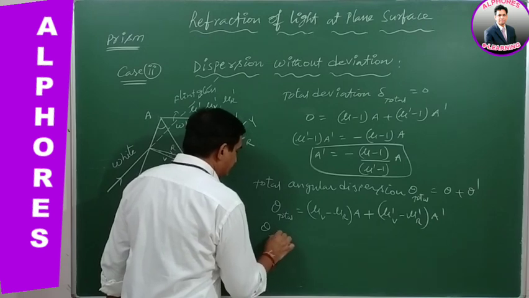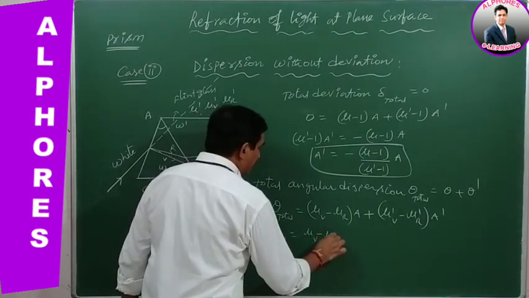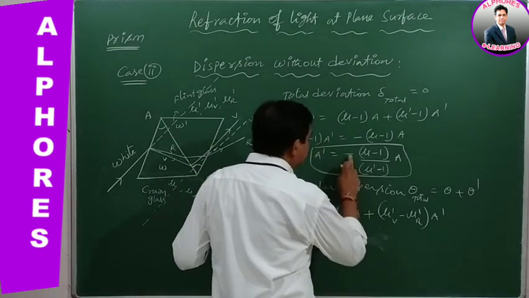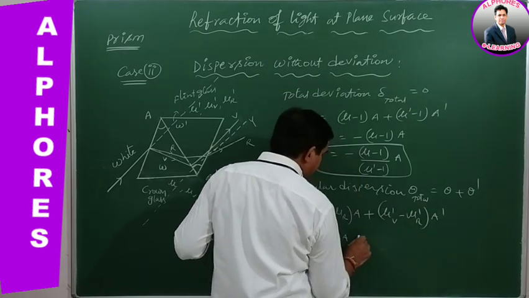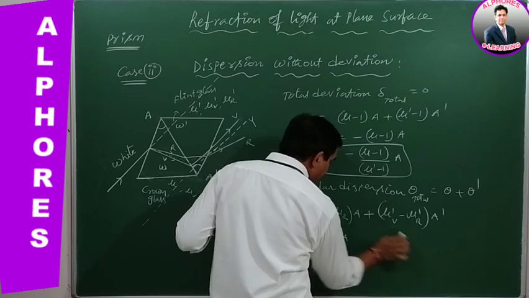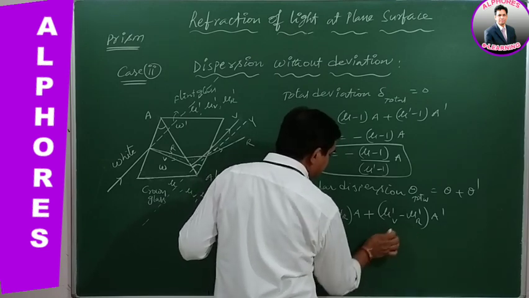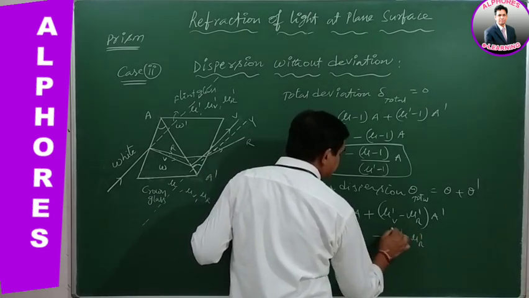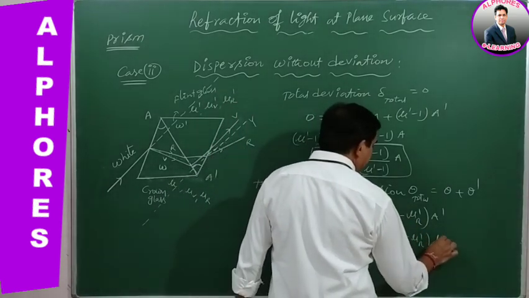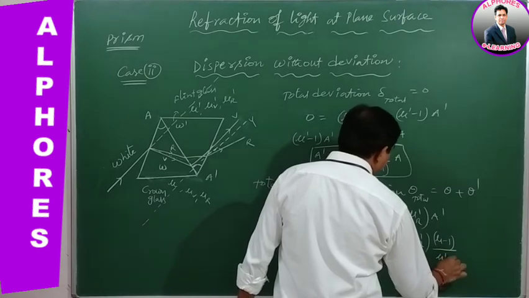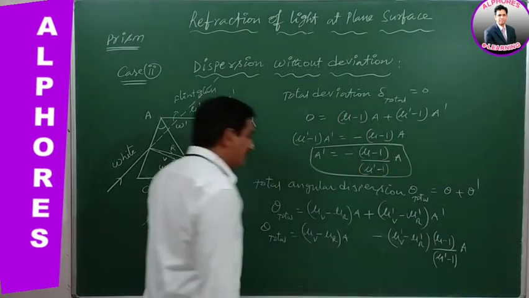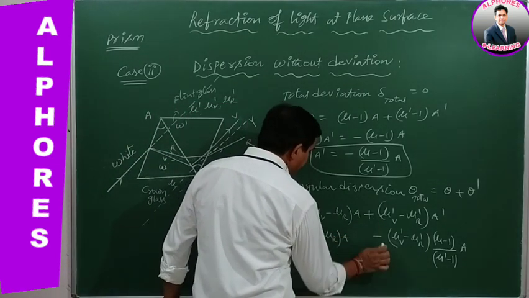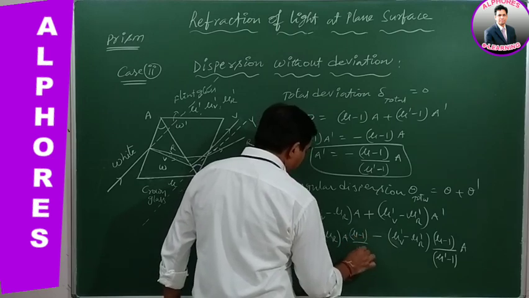Total angular dispersion equals (mu v minus mu r) into A plus, of course here there is a minus instead of A dash, so you will get a negative sign, minus (mu v dash minus mu r dash), with A dash equal to (mu minus 1) by (mu dash minus 1) into A. Here the first term is multiplied and divided by (mu minus 1), giving (mu minus 1) by (mu minus 1).